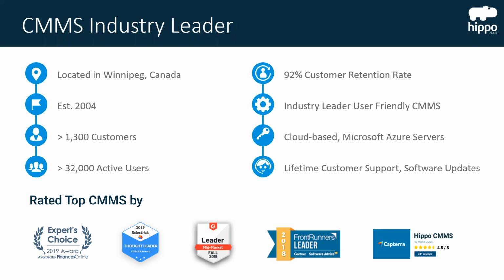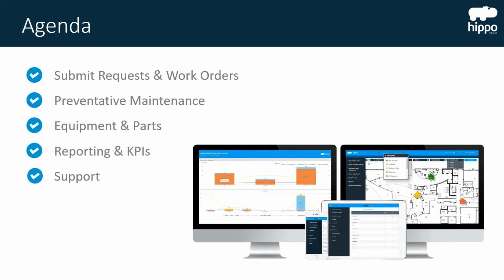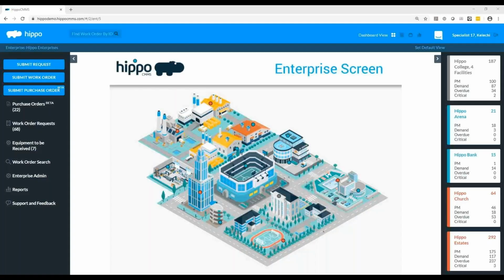So what we'll be doing today is looking at some of the key features in Hippo and going over them at a high level. And if there's more that you'd like to see, feel free to get in contact with one of our representatives and they can take you through a personal demo of the software. So let me bring up my screen so we can see the software in action. And I'll touch on just a little bit of the user interface and the layout of the system before we go into some of those features.